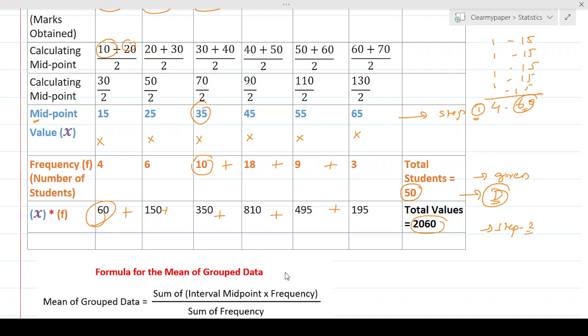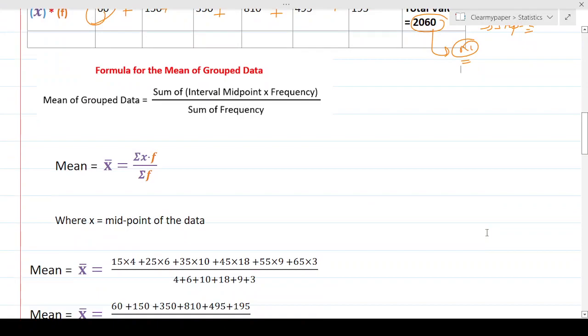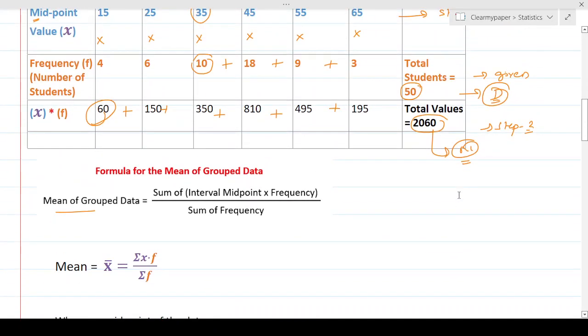Now we have the numerator and we have the denominator. So this is your numerator. And the rest is very simple because you just need to calculate the mean. And if you really are interested in the formula, this is the formula that I've copied, where you can say the mean of the group data is equal to the sum of, in the bracket, the interval midpoint into frequency, which is what we did here, divided by the sum of the frequency.